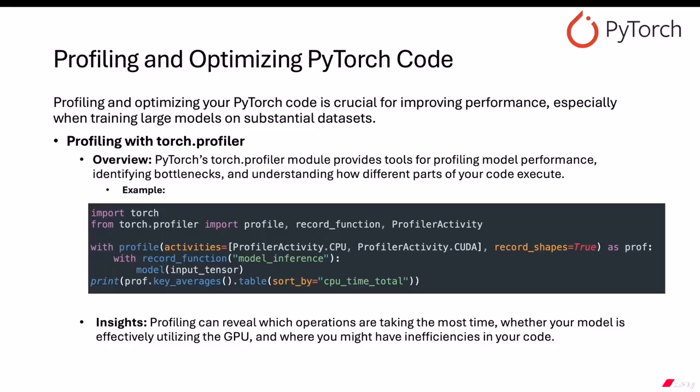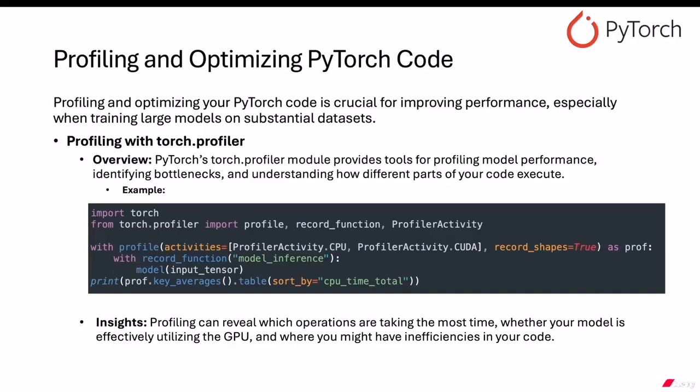Profiling and optimizing PyTorch code. Profiling and optimizing your PyTorch code is crucial for improving performance, especially when training large models on substantial datasets. Profiling with torch.profiler. The PyTorch torch.profiler module provides tools for profiling model performance, identifying bottlenecks, and understanding how different parts of your code execute. Here is an example.